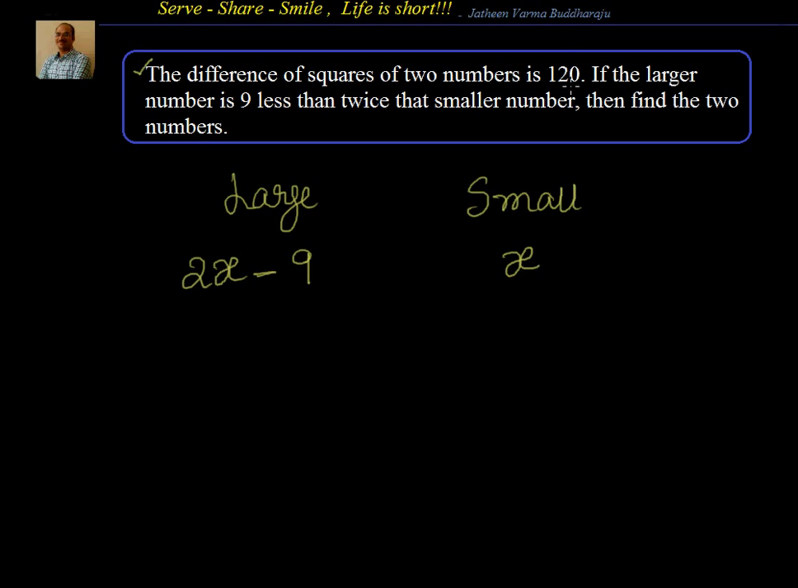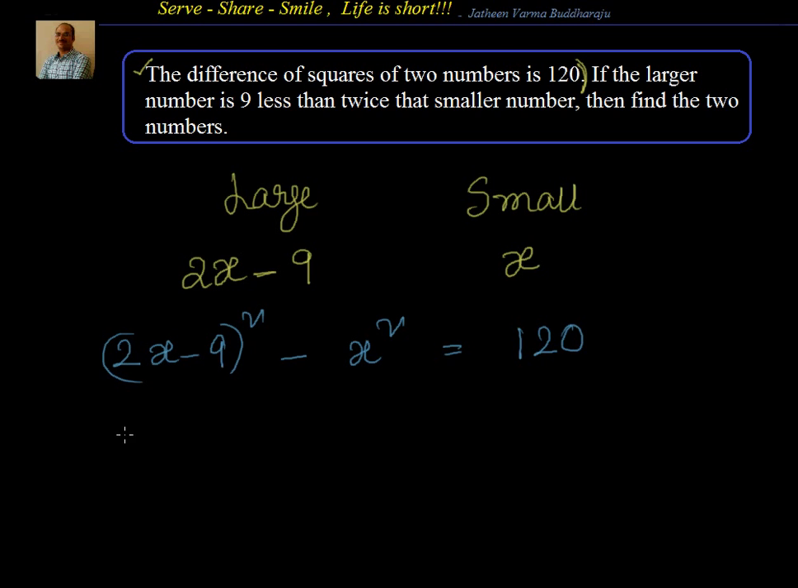What is the first condition we have? The difference of the squares of two numbers is 120. So we will take large number first, square it up, because we said difference of squares. So (2x minus 9) whole square minus smaller number square, that is x square, is given as equal to 120.